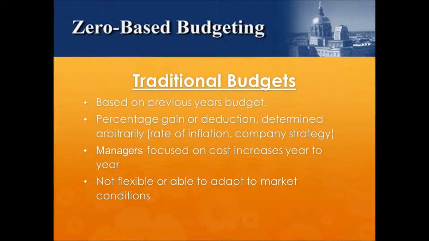Let's first take a look at the way traditional budgets were put together. Traditionally, a budget was drawn up on the basis of the previous year's budget. To each line item or activity, managers would add a certain percentage, usually influenced by the rate of inflation or the company's strategy. For many managers, this was not an ideal way to allocate the company's scarce financial resources.